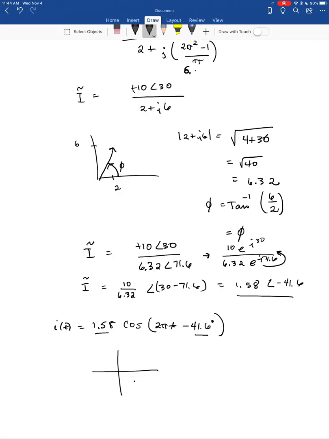So now for the current, the magnitude is 1.58, the phase is minus 41.6. So if we were to draw a phasor diagram of the current, it would have a length of about 1.5 and an angle of minus 41.6. So there's your angle, there's your length. Our voltage was originally 10 angle 30. So our voltage would be like this, our current would be like this.